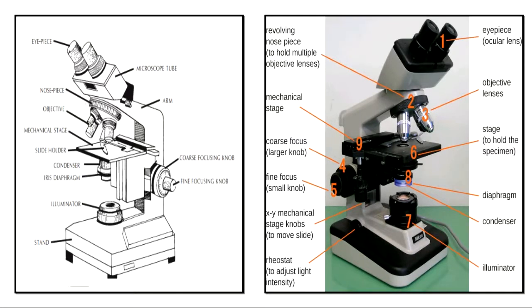So first, eyepiece, we may put an arrow and we will ask what it is. You will tell it is an eyepiece. So this eyepiece acts as an ocular lens, right? From where you will see the slide, right? So where you place your eyes, that is the eyepiece.